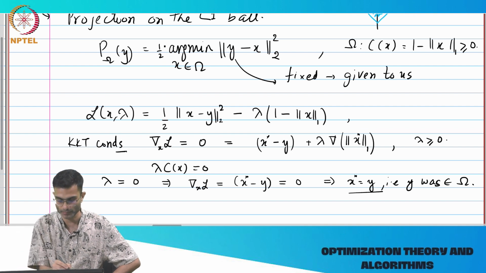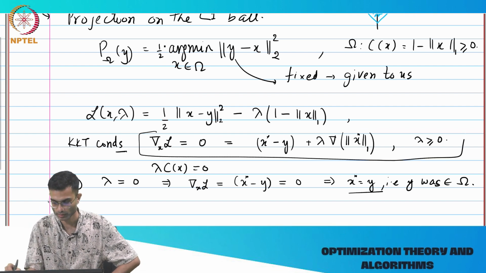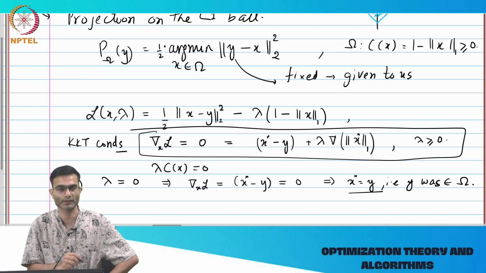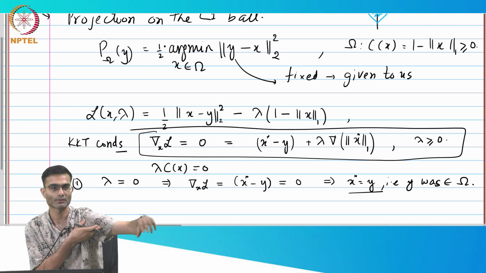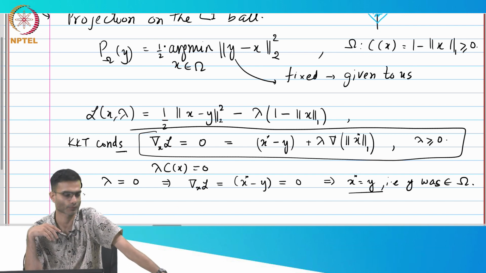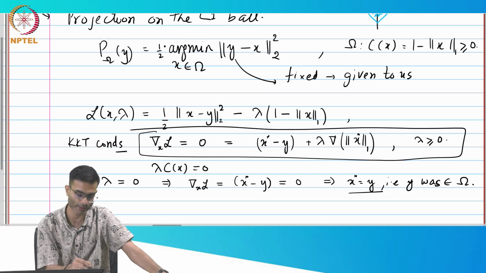Lambda equal to 0 means I'm using this over here. Just substituted blindly into this, right. The second term vanished, and I said gradient of Lagrangian equal to 0. I'm simply left with x star minus y equal to 0. No, I don't even need subgradient over here.